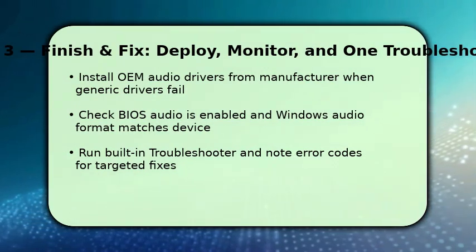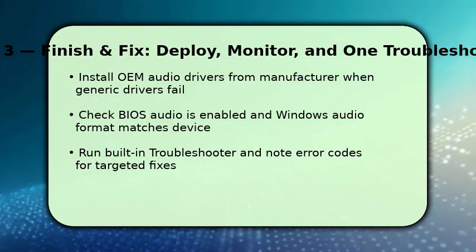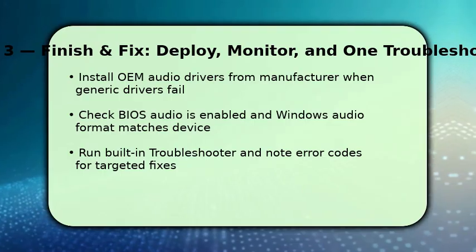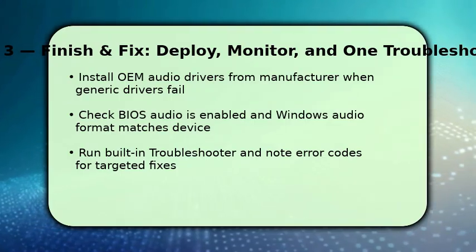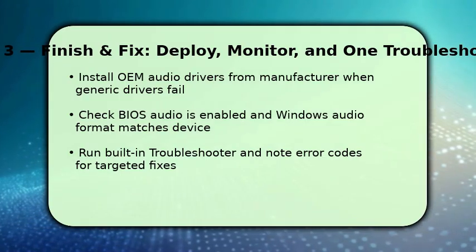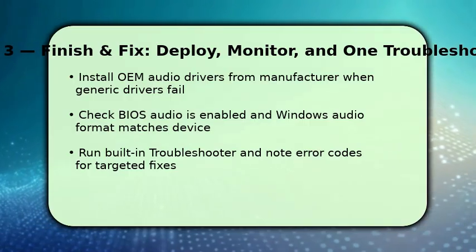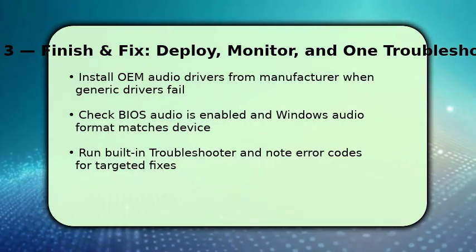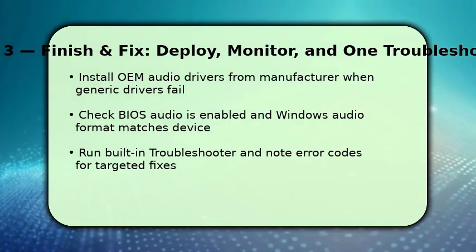Download and install the OEM audio driver from your PC or motherboard maker. This resolves vendor-specific codecs. Then, verify BIOS audio is enabled, and in Windows Sound Advanced choose a common format like 24-bit, 48,000 Hz. Mismatched formats can mute output. Run the built-in troubleshooter for diagnostics.